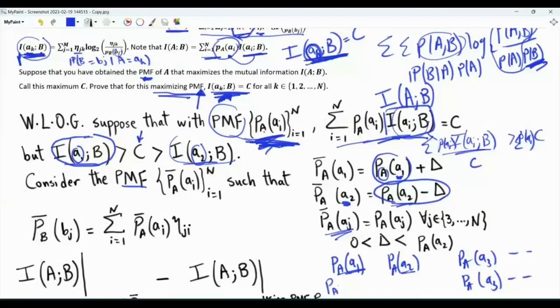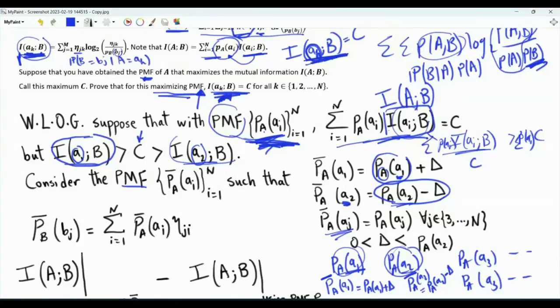Now, we will make the probability that random variable A is equal to A1, we will make this probability here, I will denote it by P bar. It is equal to the original probability plus a delta. And for the probability that random variable big A is equal to small a2, we will make this probability denoted by P bar A2. It's the original probability, but now minus delta. This one is increased a bit. This one is decreased a bit. The sum of the new probabilities is equal to 1. We have a valid PMF.